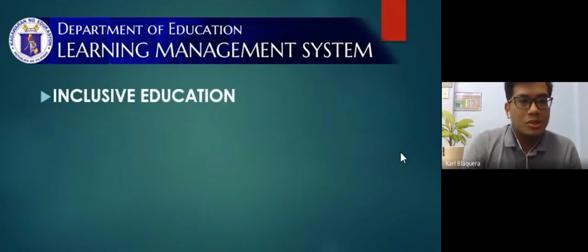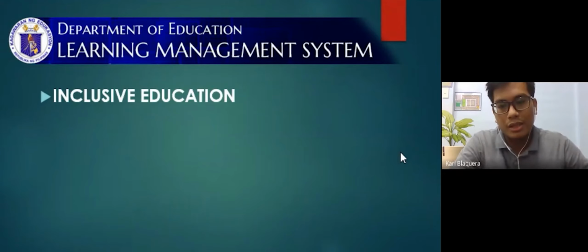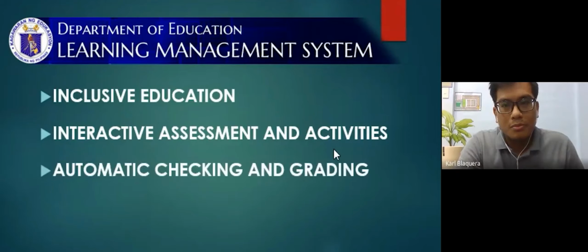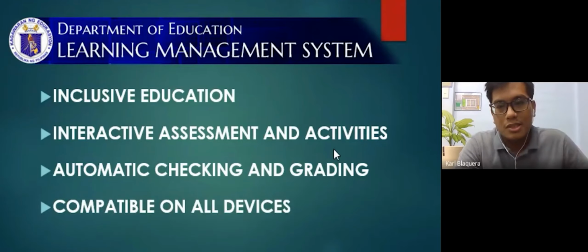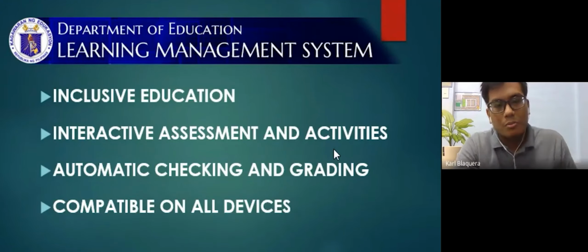Okay, first one, inclusive education. The DepEd LMS has accessibility features for the blind and deaf learners. Interactive assessment and activities: it has a lot of different types of activities and assessments that will keep the learners engaged. Automatic checking and grading. Compatible on all devices: the DepEd LMS will adjust automatically on the current device that you're using, whether you're on PC, laptop, tablet, or even mobile devices.